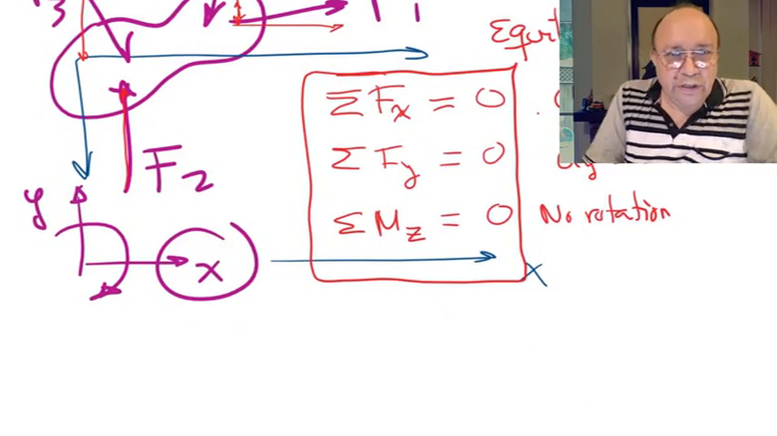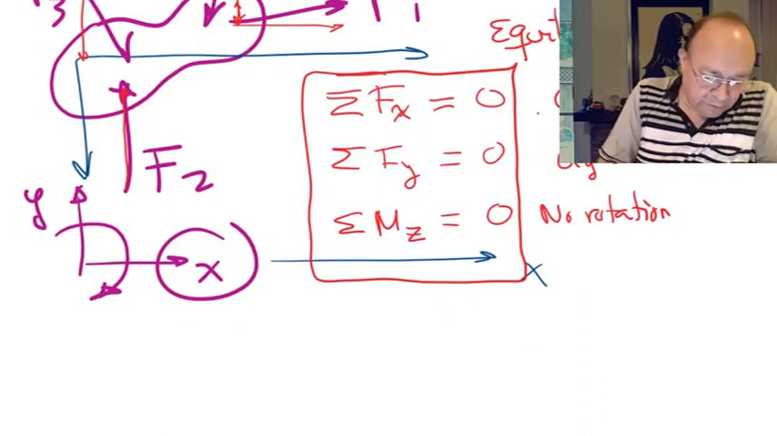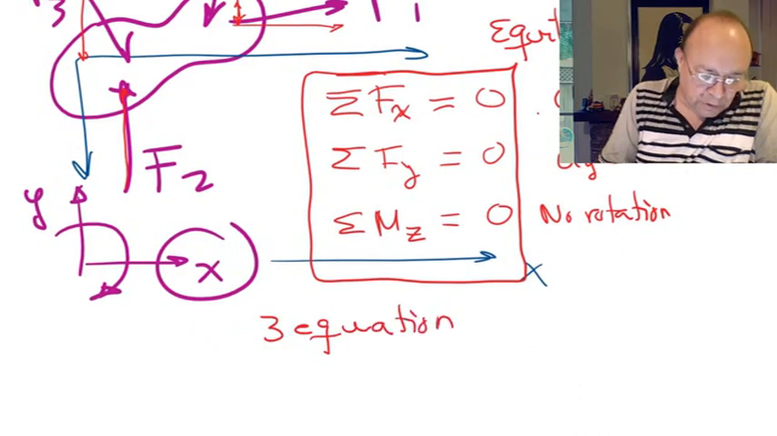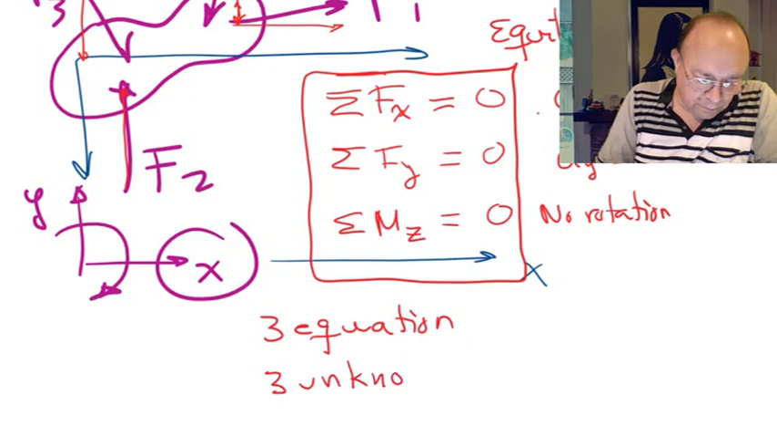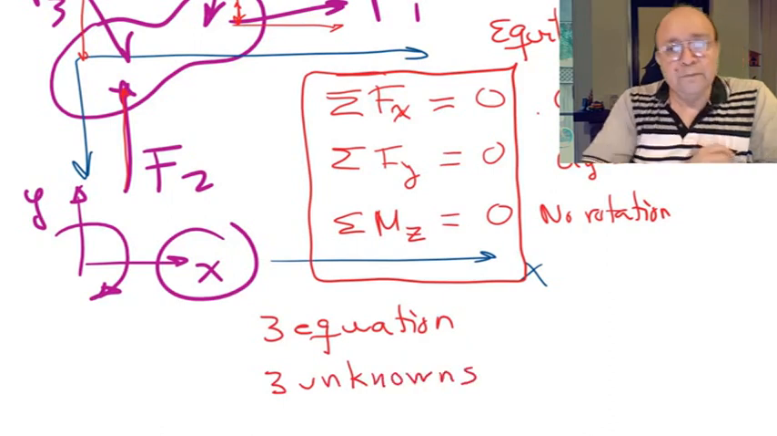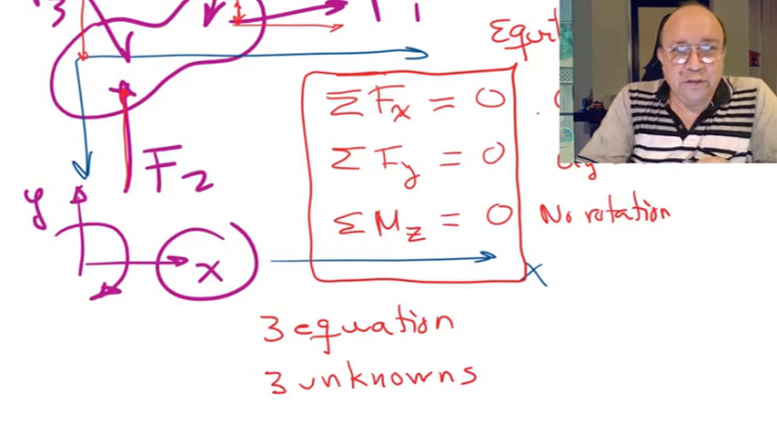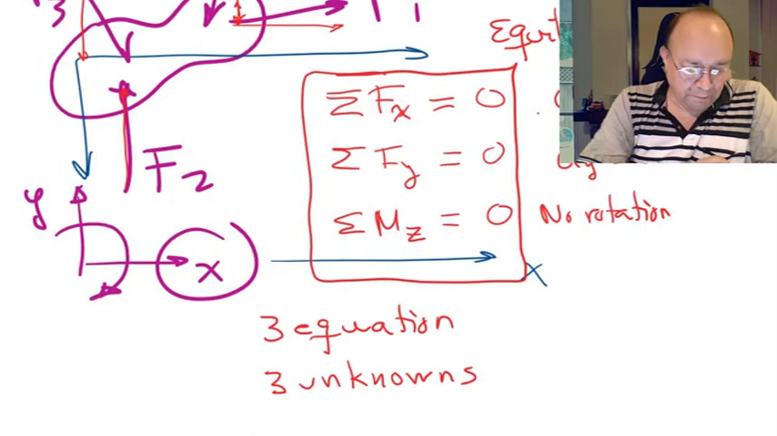So we have three equations. If we have three equations, then we can solve for three unknowns. We cannot solve more than three unknowns in a problem of equilibrium of a rigid body in 2D.